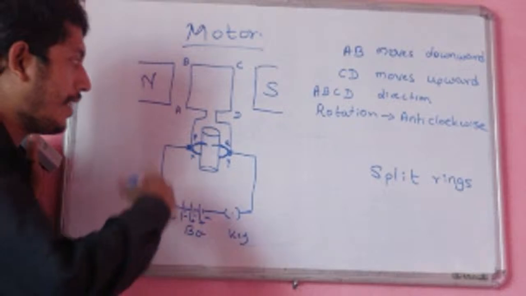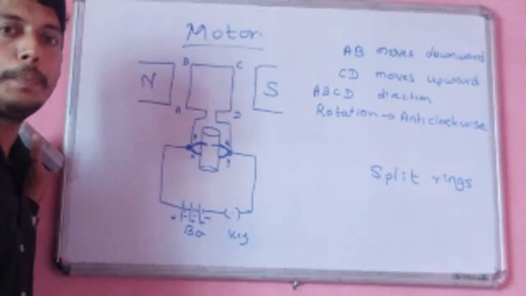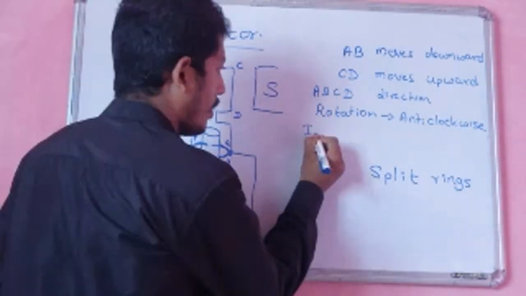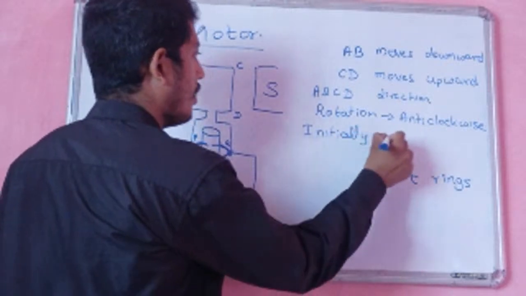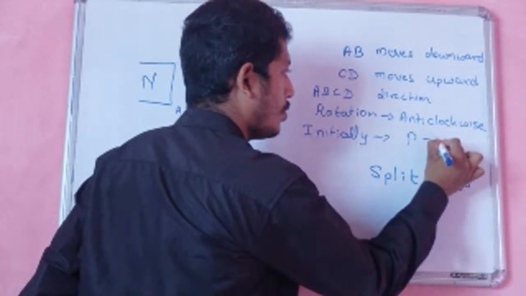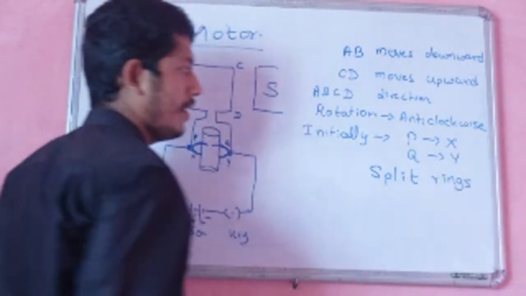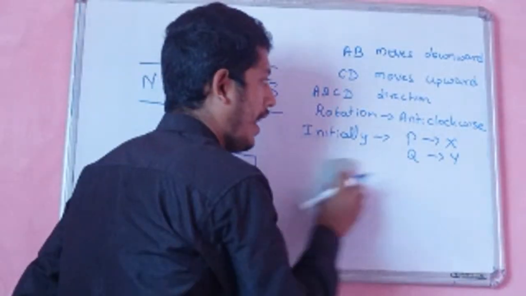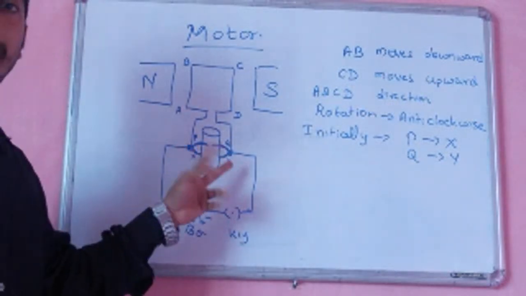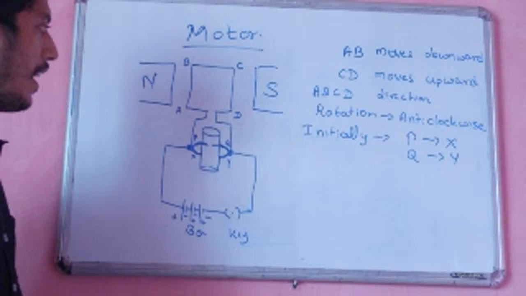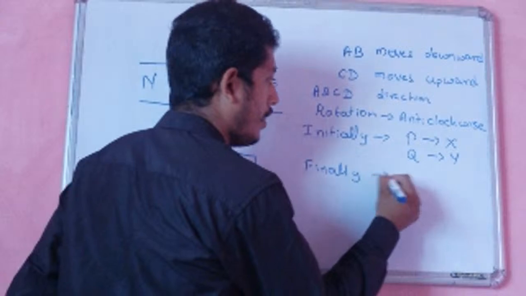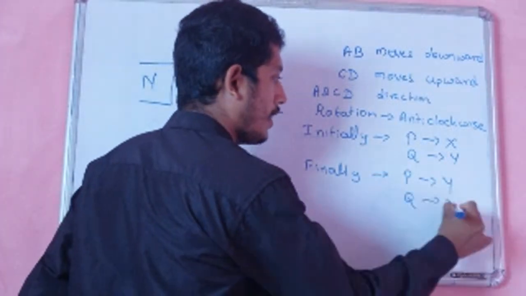When electricity passes, these two split rings P and Q will change their position. Initially, P is connected to X and Q to Y. This is the initial case. And in the second half, the split rings P and Q change their position, and finally P is connected to Y and Q is connected to X.